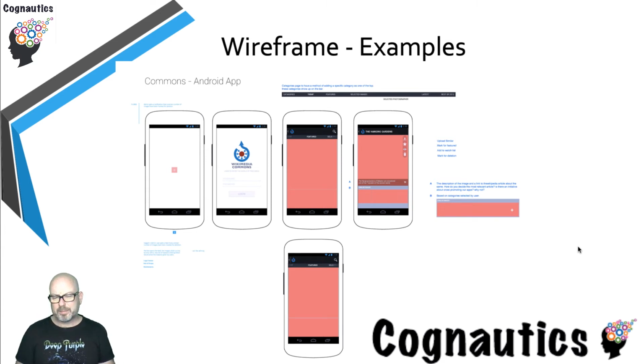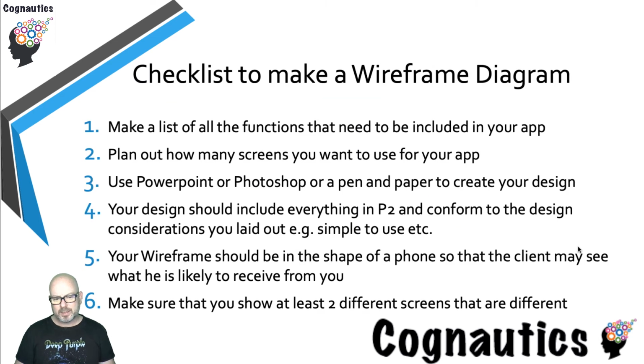A few things to think about when you're making a wireframe diagram. Make a list of the functions so you know what needs to be included. And of course, one of the choices you've got to make is how many functions you're going to put on each slide of your phone, on each page of your app, because phones are quite small screens, and there's a temptation to try to put everything onto one screen, but it all becomes horrible to use. So it's that balance, it's that sweet spot between being easy to use but actually not having to go through too many screens to achieve your goal. So plan out how many screens you want to use for your app.